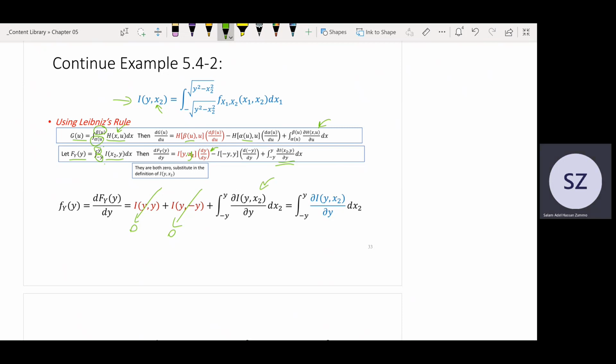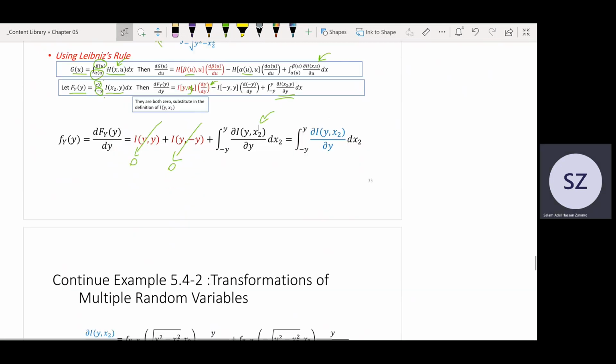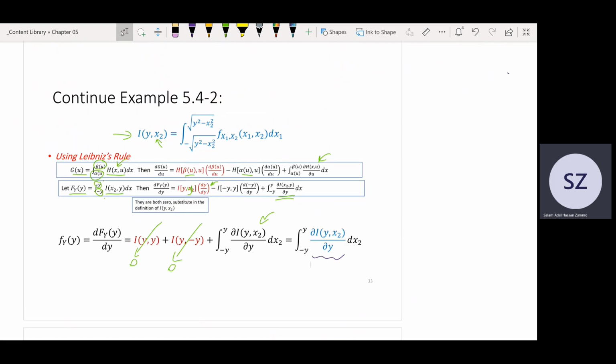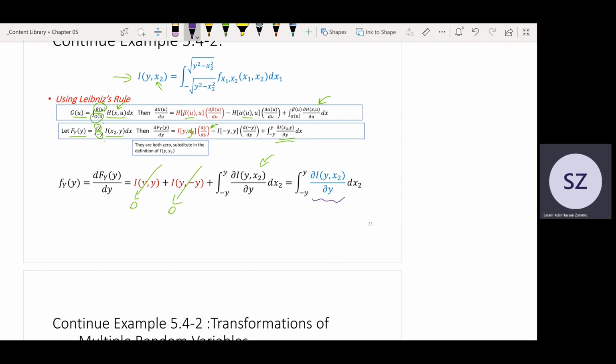Okay. Now I apply this. Now again, what do I have here? I have a function. I want to find this, right? In order to make the integral, I need to find this. But what is this? It's an integral itself. So I can apply Leibniz's rule again here, right? So how to find this? Apply the rule.